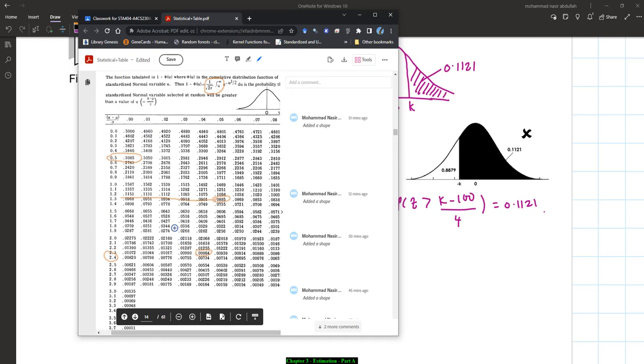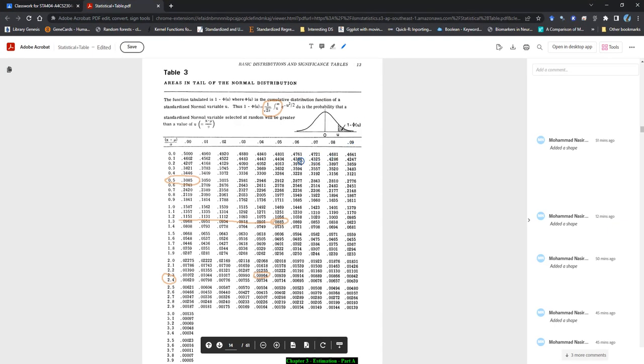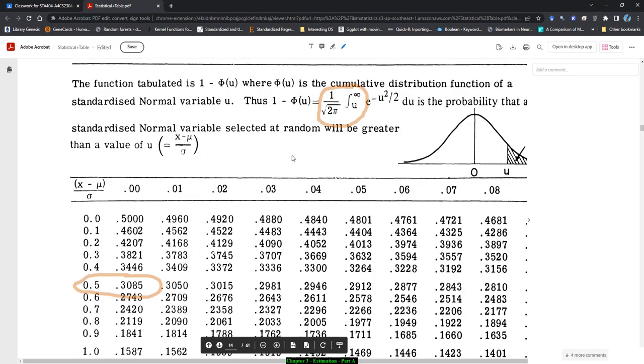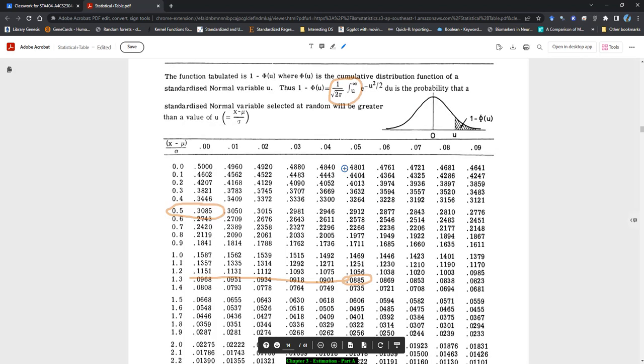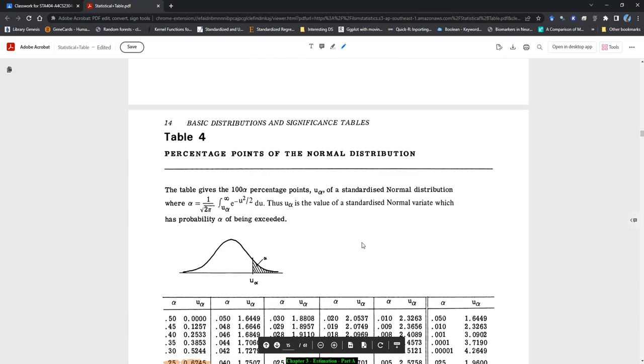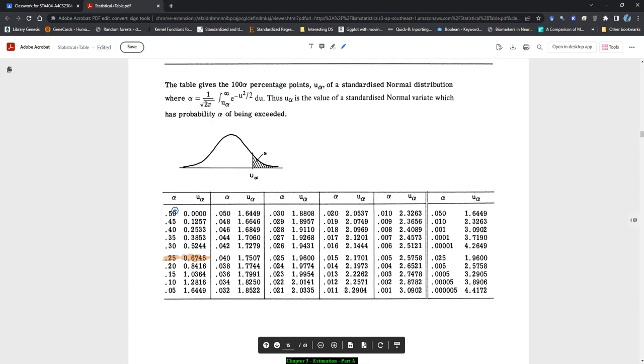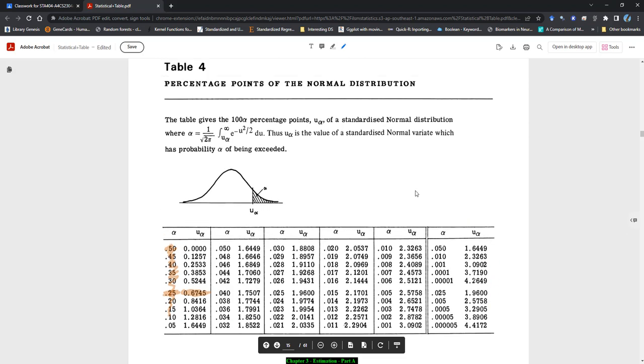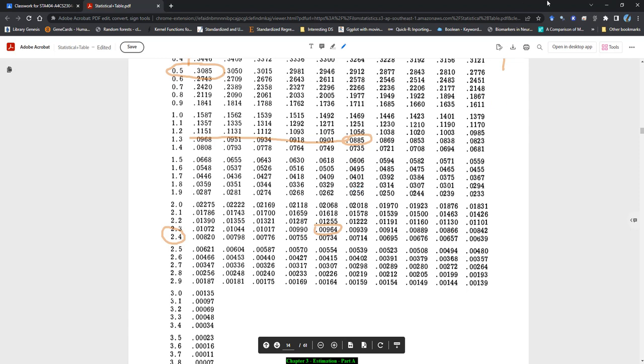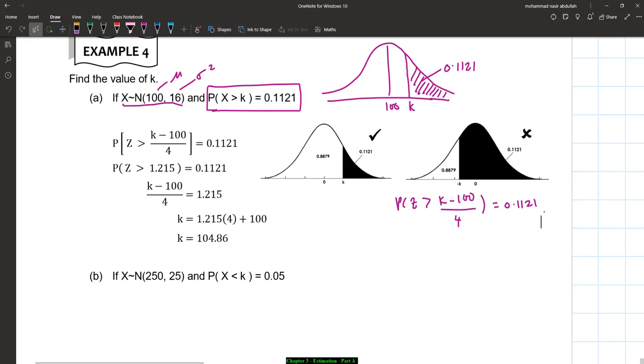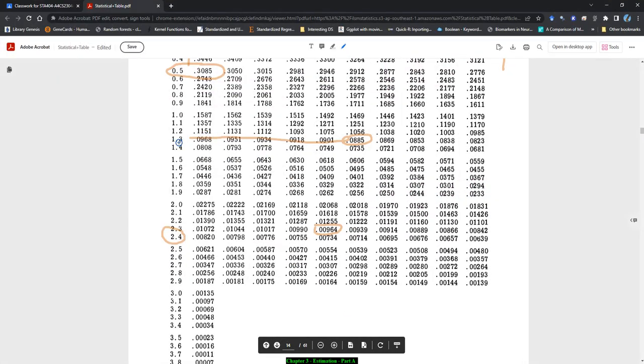So we need to look back into table number 3. Table number 3 says that the value inside is the probability value, the value of the shaded area. Same as table number 4, the shaded area is the value. So what we need to do now is find the value close to our 0.1121. Try to find it here: 0.1129, 1170, 1131, 1112, 1131 and 1112.